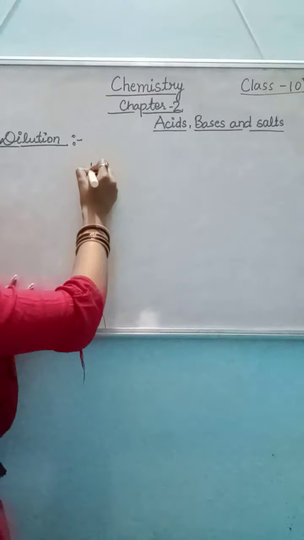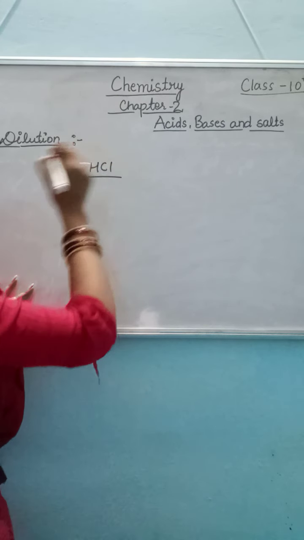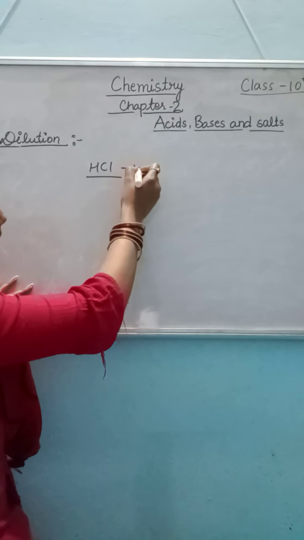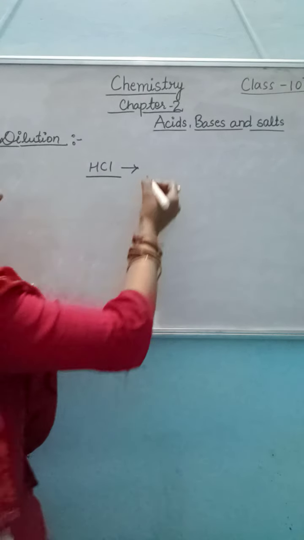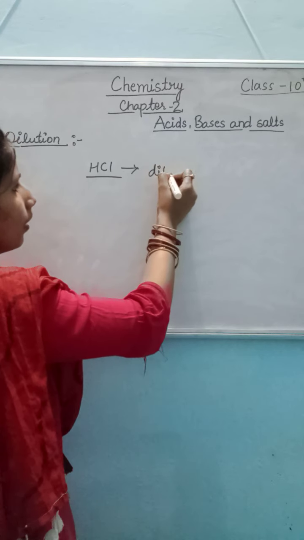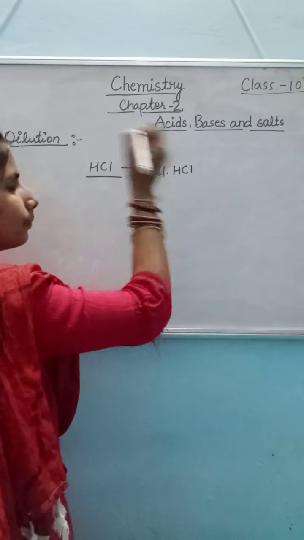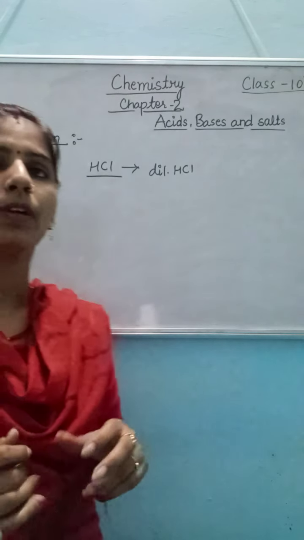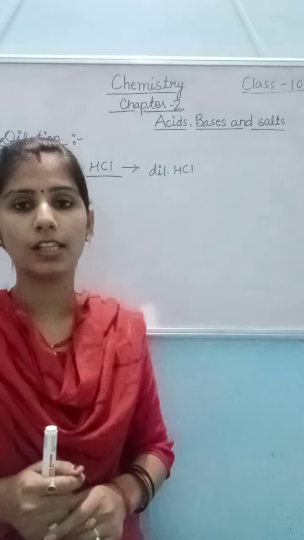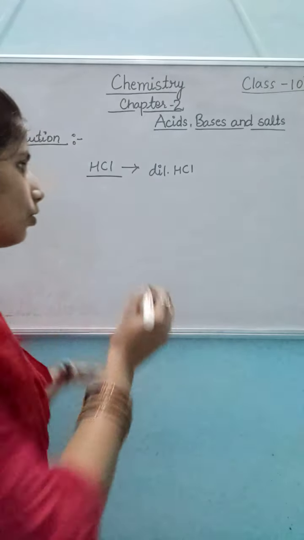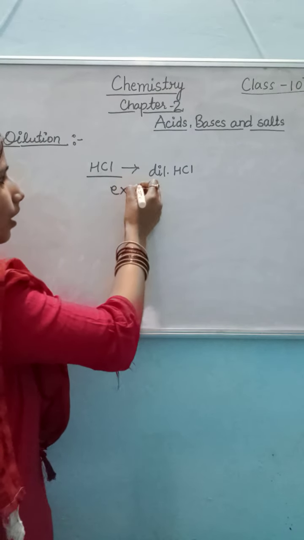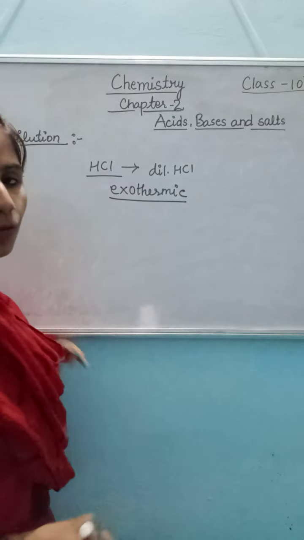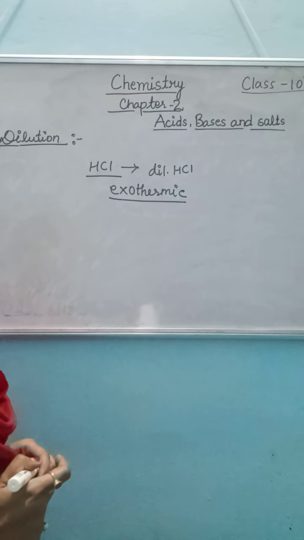Suppose we have HCl, or hydrochloric acid. After dilution, or after mixing water in it, it becomes diluted HCl. Now student, the mixing of water and acid is a highly exothermic reaction.